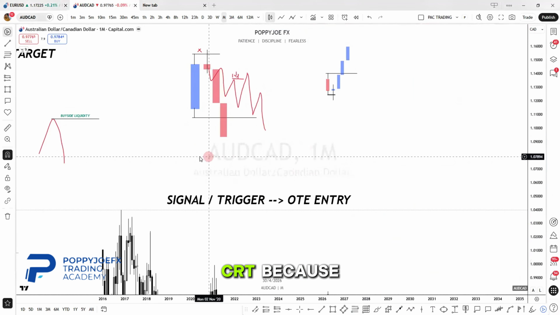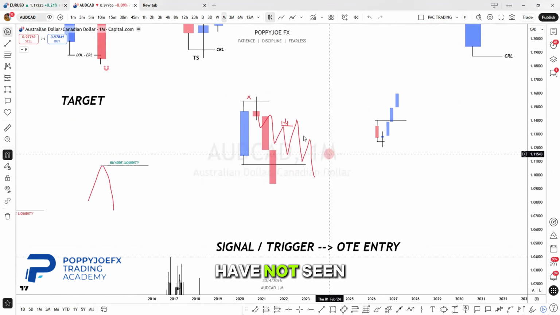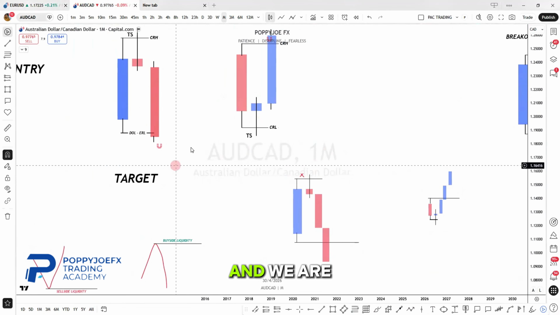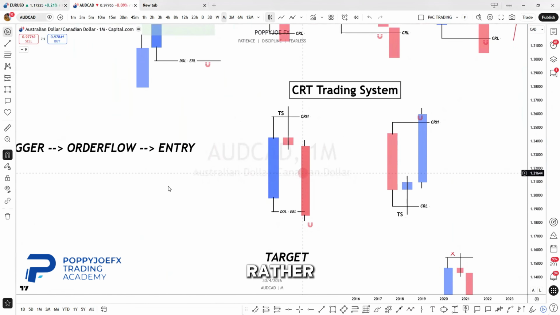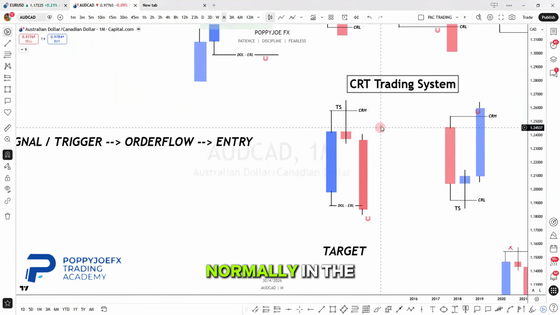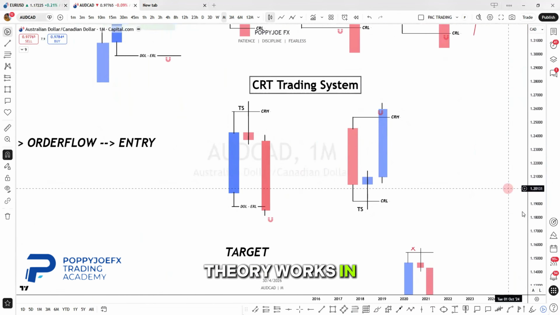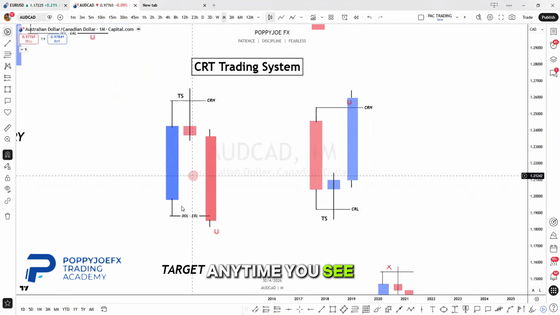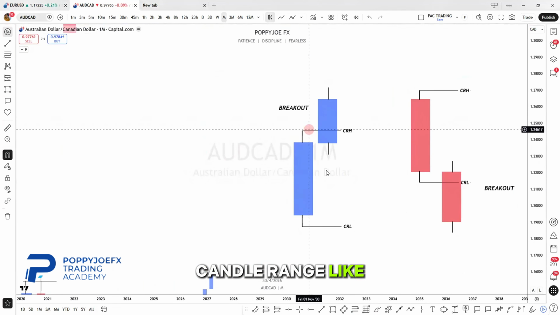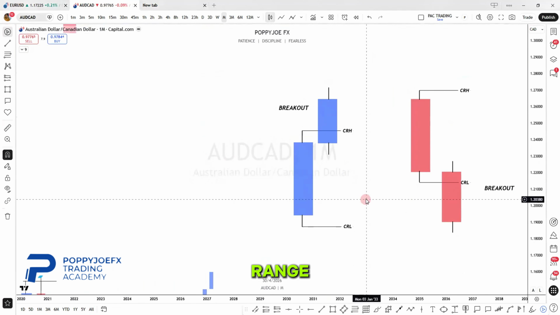First, what is a CRT? Because for the sake of those that have not seen the video on CRT, CRT means candle range theory, and we want to show you. Let me just quickly show you how it works. Normally, in the forex market, the candle range theory works in this particular form. Anytime you see a certain candle range, every candle range is very important. And anytime you just find a candle range like this, which is any candle, like I said, is a range.